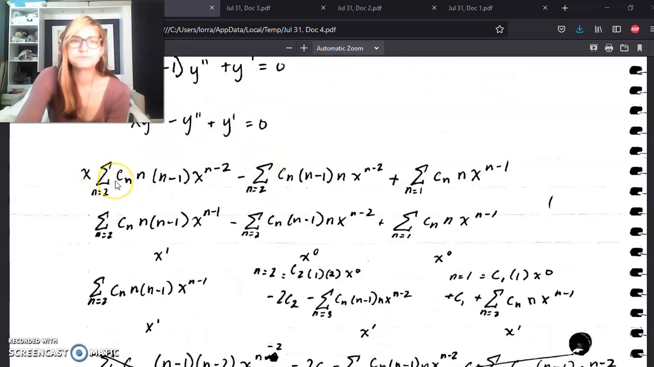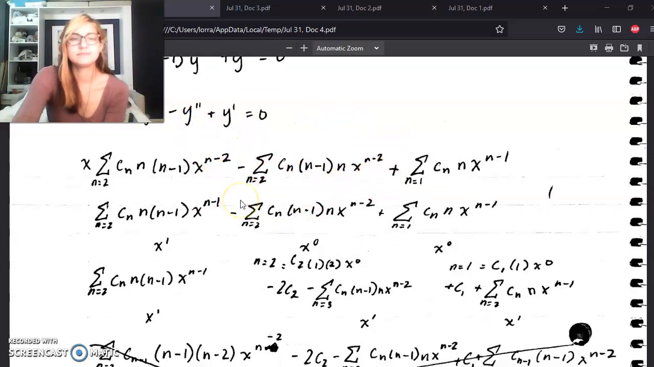And so y double prime is equal to the sum from n equals 2 of c_n times n times (n minus 1) times x to the power of n minus 2. And then y prime is equal to the sum from n equals 1 of c_n times n times x to the n minus 1, and then this is obviously the same thing except subtracted.